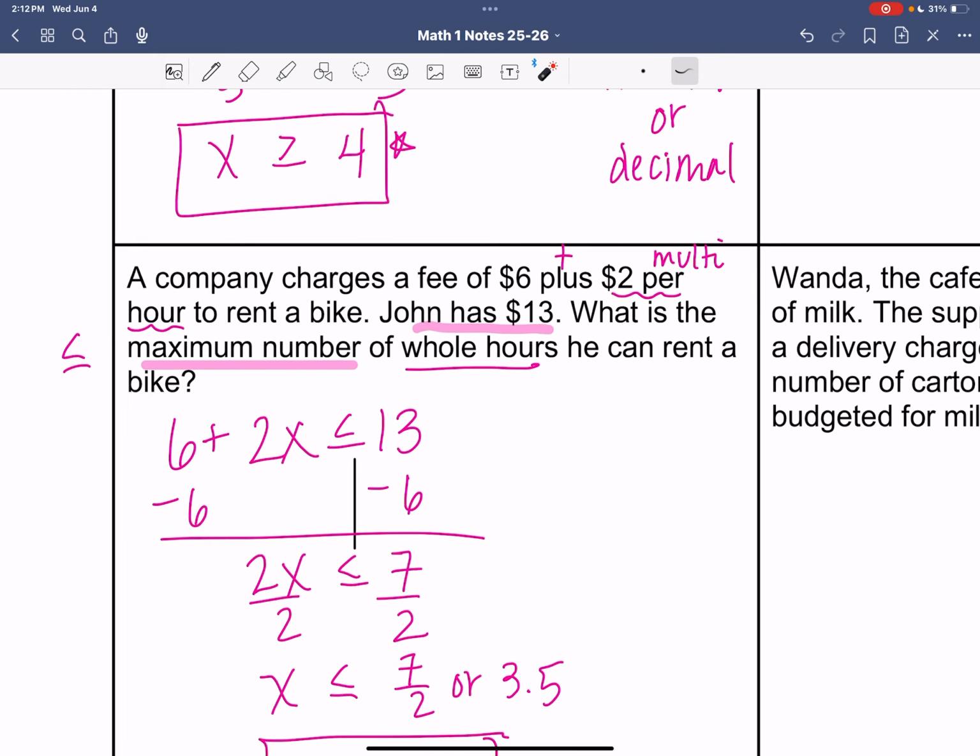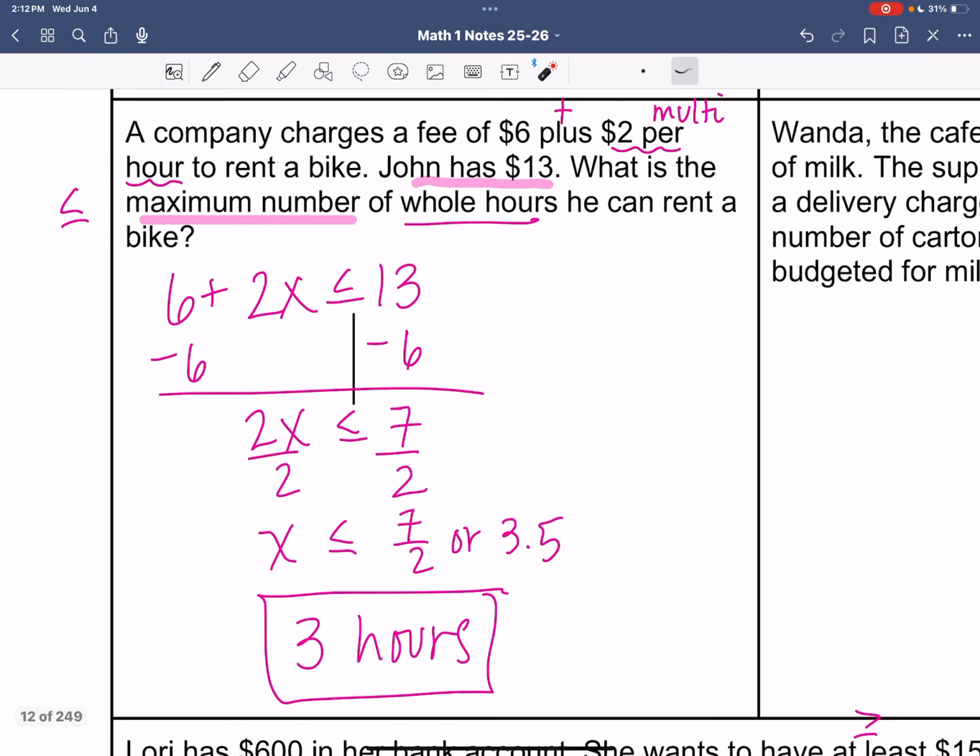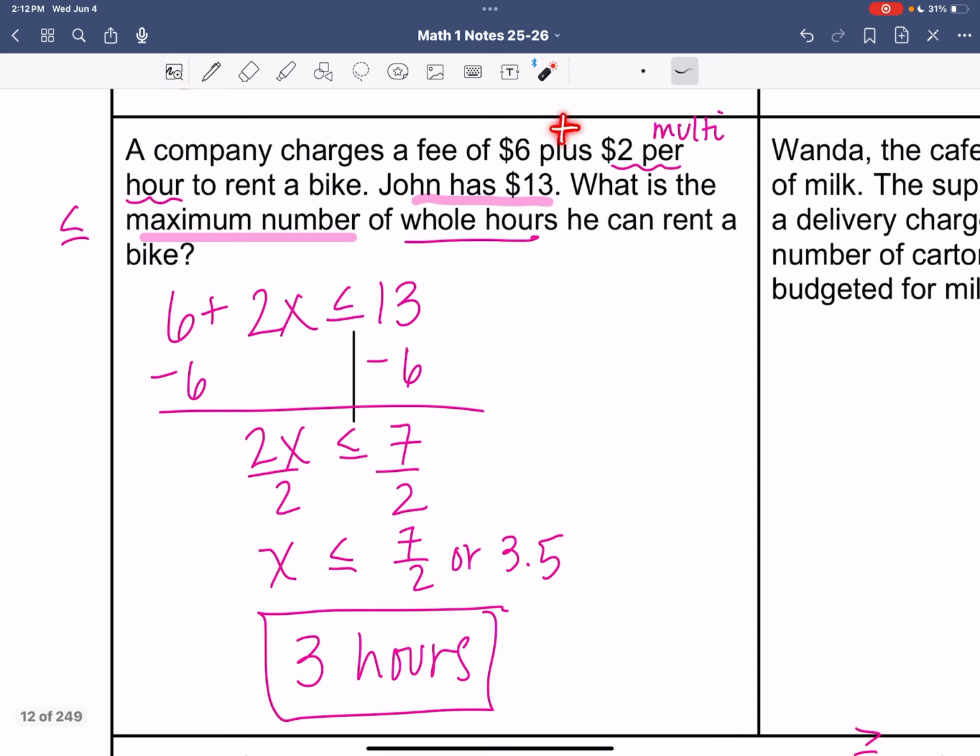All right. For this one, it says a company charges a fee of $6 plus 2 per hour, so you're multiplying. John has 13, so you can't go past $13, but he does have 13. What is the maximum number of whole hours he can rent a bike? So you start off with 6 plus 2 per hour, and you can't go over 13, so it's got to be less than or equal to 13.